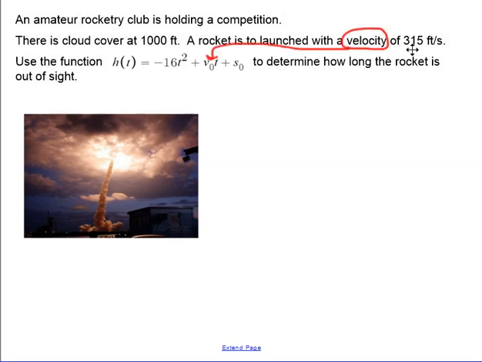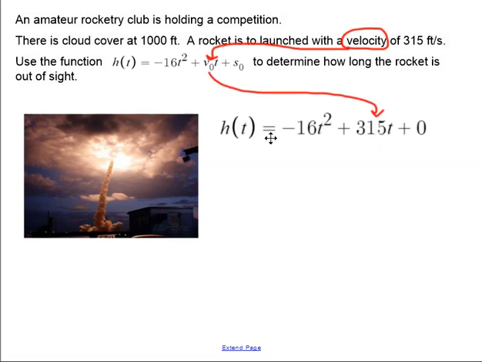Okay, so velocity, this 315 feet per second, literally gets replaced right here in place of v sub naught. So we're going to want to go over to Desmos and type this equation: h of t equals negative 16t squared plus 315t plus 0 because the rocket is being launched from the ground. Except when we plug it into Desmos, we really want x instead of t, and there's no need to type plus 0.